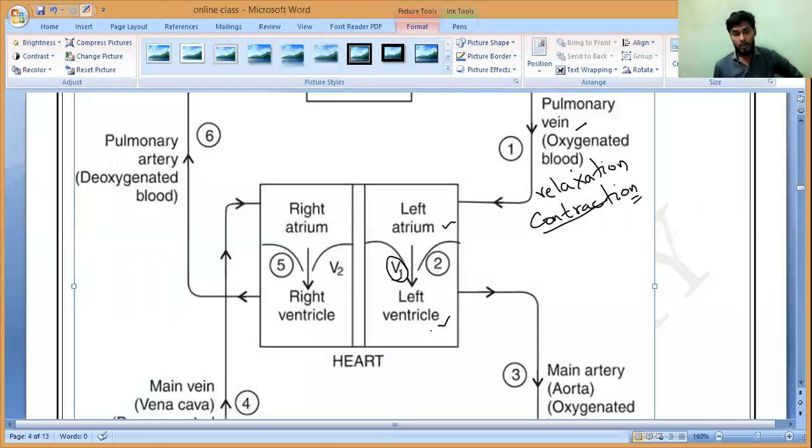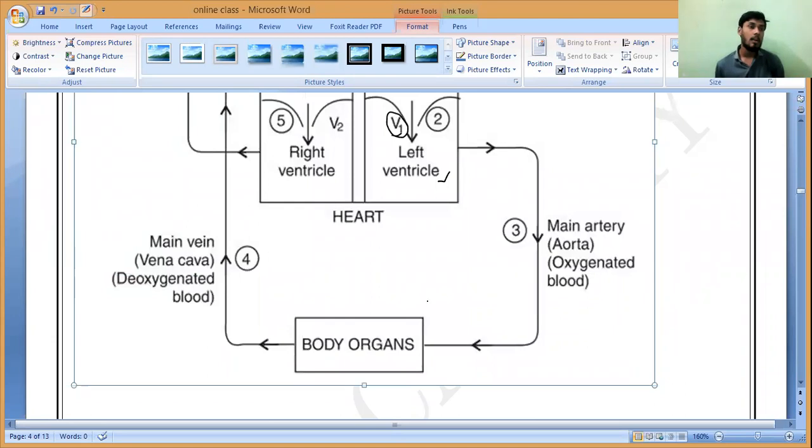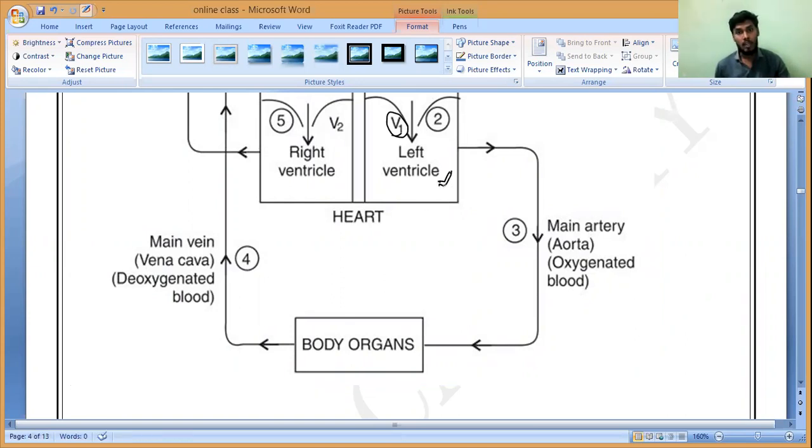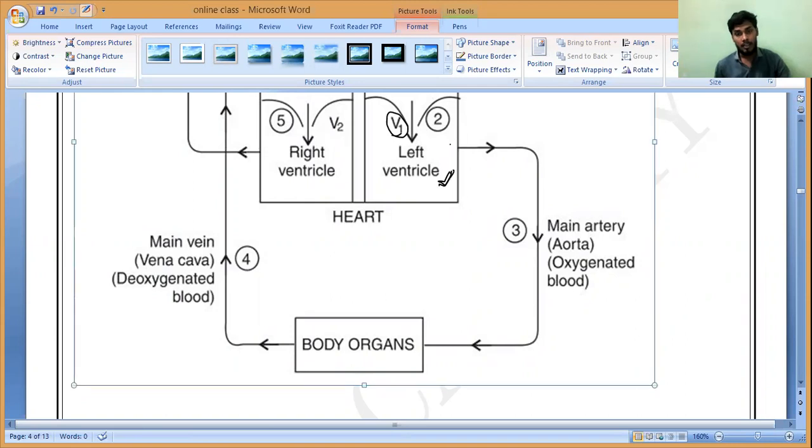Now, after the mitral valve, the oxygenated blood is pumped throughout the body by the main artery, which we call the aorta. When the left ventricle contracts, the blood is immediately pumped into the main artery, and the main artery divides into sub arteries, meaning small arteries, and finally it reaches what?